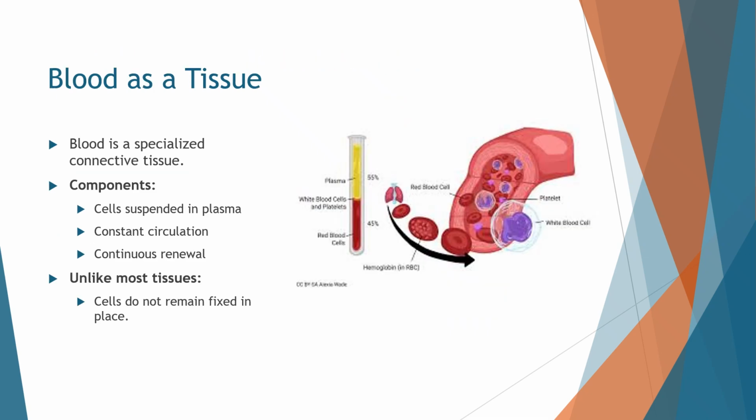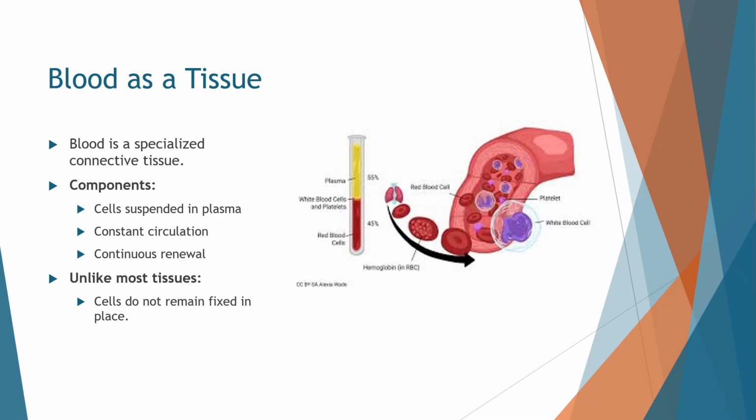Now we shift perspective a little. We just talked about blood as something dynamic and constantly changing, but biologically speaking, blood is actually classified as a specialized connective tissue. And yes, students always pause here and go, wait, connective tissue? But it makes sense when you think about the definition.